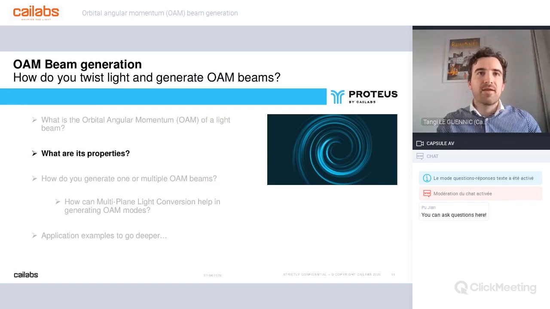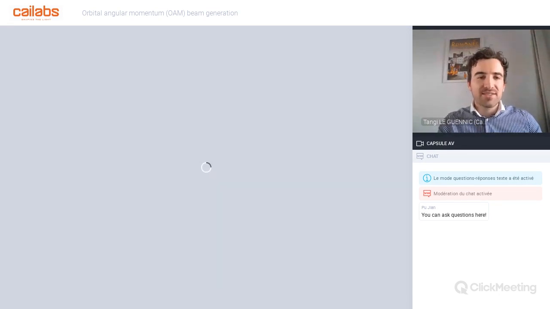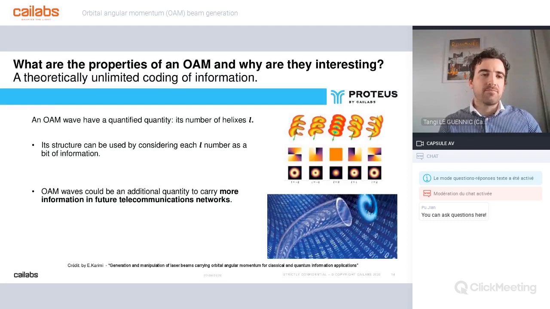So now, what are the properties of an OAM and why are they so interesting? The main property is that, as an OAM wave has a quantified quantity, its number of spirals, we can consider this L number as a bit of information. It means that you have another way to transport information, because this number is completely independent of the wavelength, the time, the frequency, or the polarization. And if we can convert information into OAM, we can greatly improve the bandwidth of future telecommunication networks.